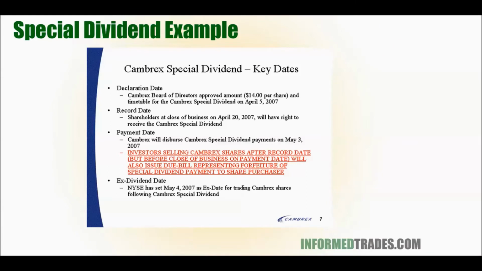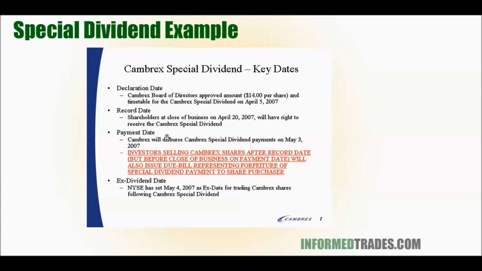Okay, so here is a company called Cambrex. They issue a special dividend. First comes the declaration date. They announce the special dividend. Then comes the record date, right? Shareholders at the close of April 20th will have a right to the special dividend. Then comes the payment date.